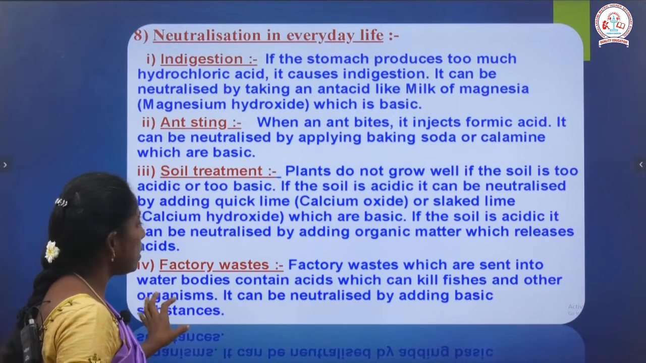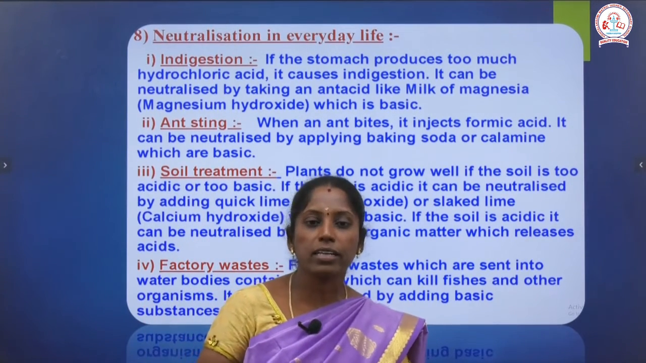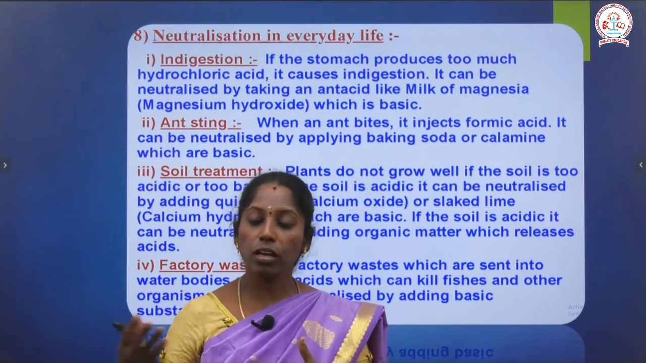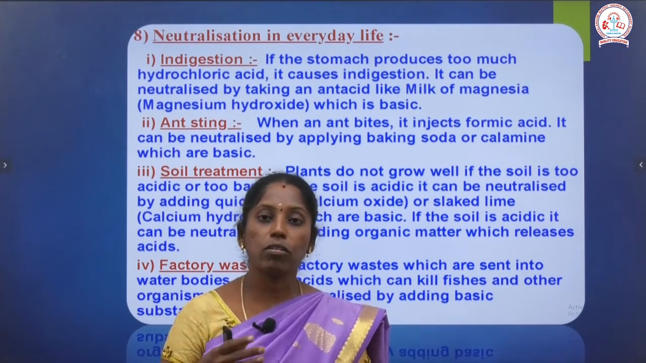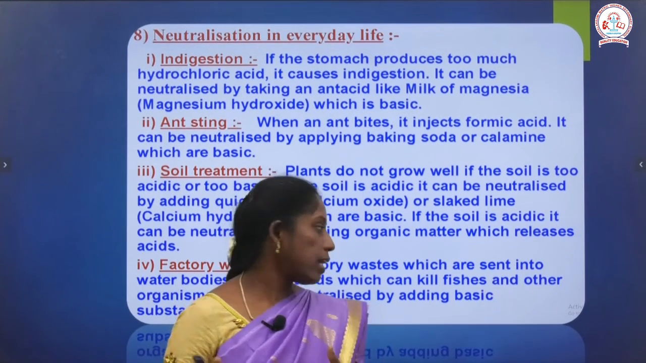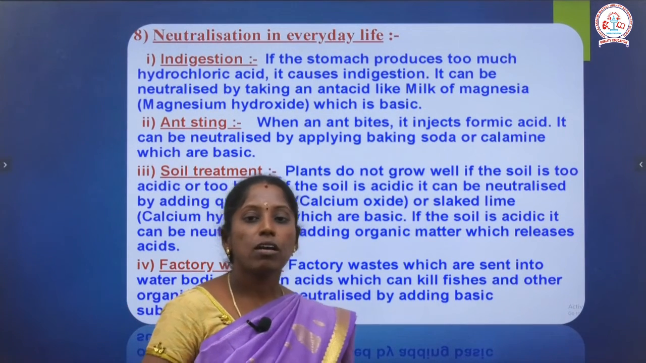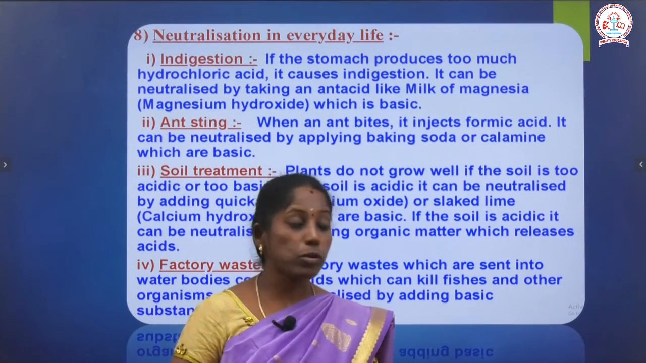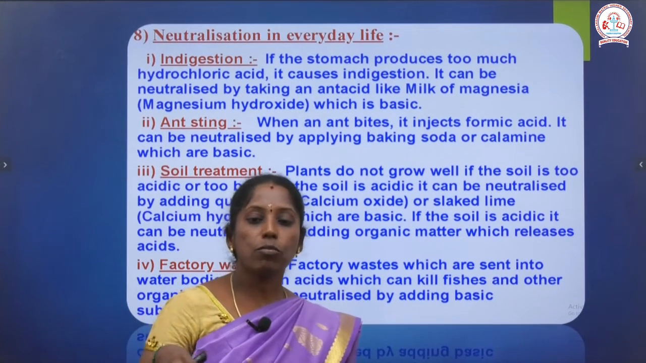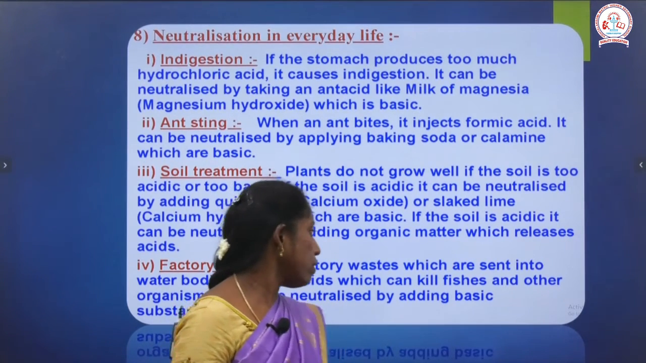Then finally, factory waste. We know that nowadays many factories release their waste into water bodies. It goes inside the water bodies and kills all the aquatic life, for example fishes, crabs and frogs, which are destroyed by the chemicals. So before releasing that waste, we neutralize it and then release it into the water.